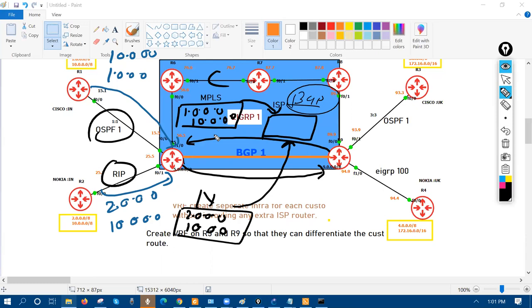But we have the VRFs defined on R5 and R9. Basically, Cisco and Nokia VRFs are there, correct? So this is this end, right? This end, we have a differentiation, right? We have a Cisco, but we need to put this route into the BGP table, right? We are making one logical connection between this guy and this guy. Correct. Even when you're redistributing it on the BGP, you're basically going into the VRF Cisco and then redistributing it, right?